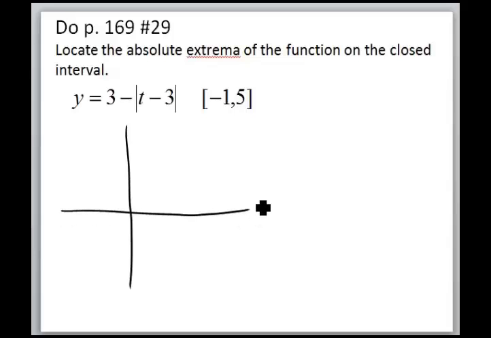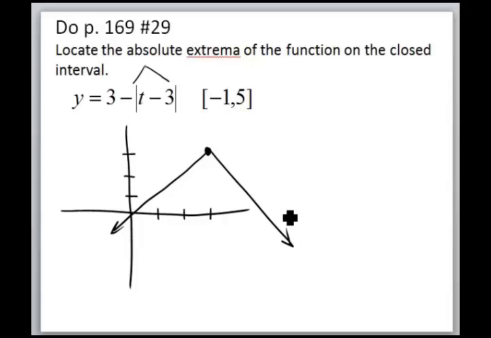I know that this value is telling me to move the graph up 3. And this minus in front of here is telling me that the v is upside down. And this one is telling me to move it 3 to the right. Using those rules from algebra, I can now determine that I have a graph that looks something like this.